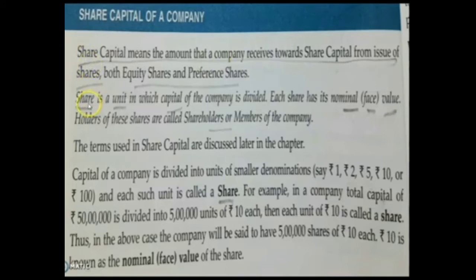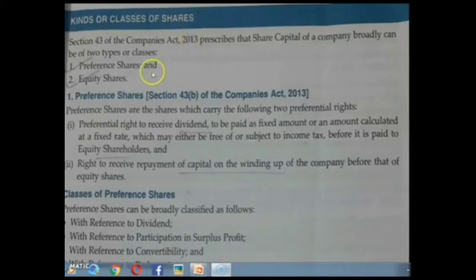So what is a share? A share is a unit in which the capital of the company is divided. There are two classes of shares: preference shares and equity shares. As the name suggests, preference shares have certain preference over equity shares. What are the preferences of preference shareholders? There are two preferences or privileges that preference shareholders have.